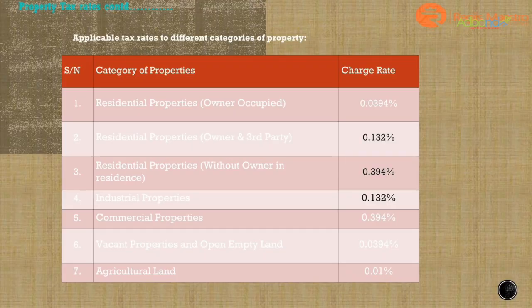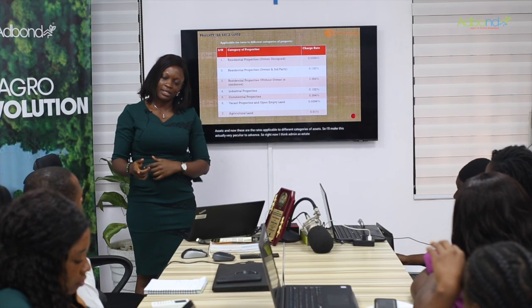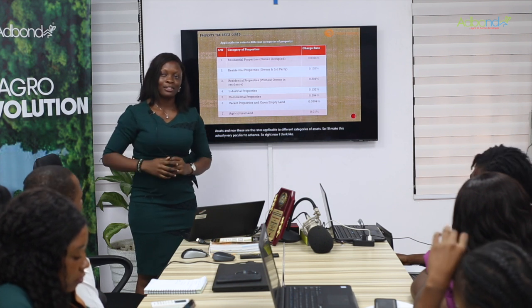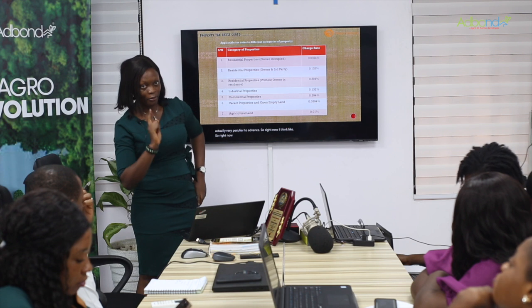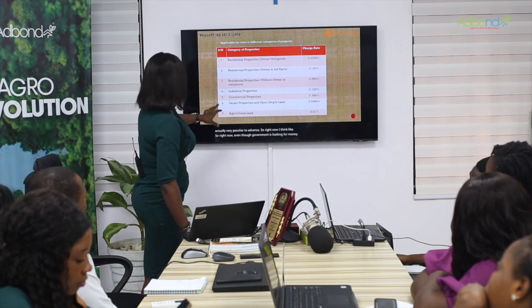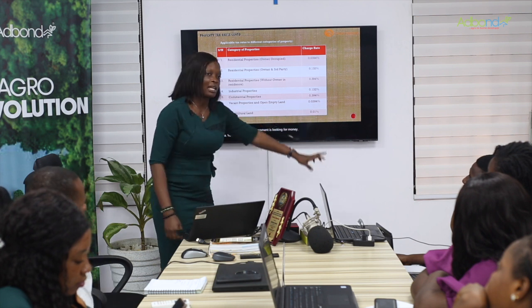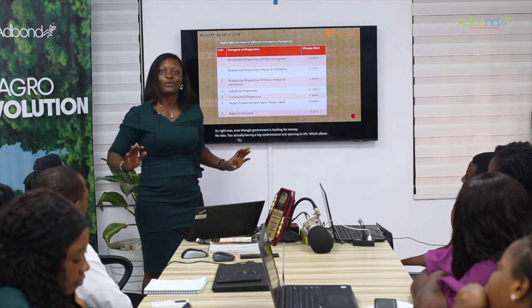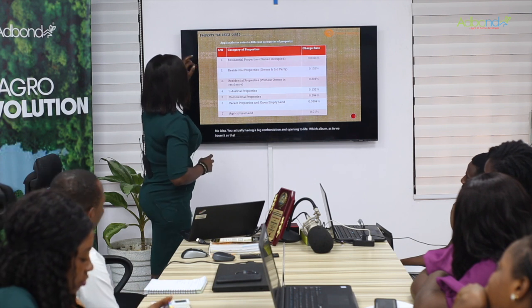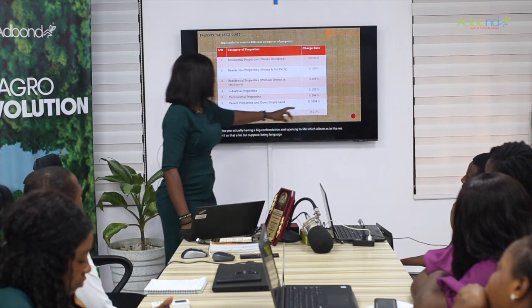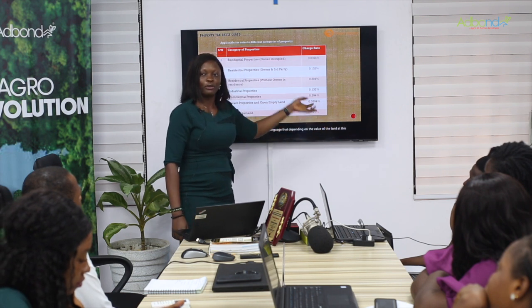So now we've mentioned how to calculate the value of your assets, and now these are the rates applicable to different categories of assets. So I'll make this very peculiar to Adbond. Right now, I think Adbond has estate. Like, do we have estate? We only have lands. So right now, even the government is looking for money. On a normal day, having a vacant property and an open empty land, which Adbond has a lot of, we're supposed to be paying land use charge depending on the value of the land, at this percentage applied to the value of the land.